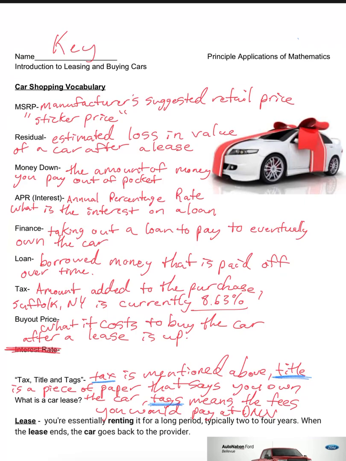And then the buyout price is what it costs to buy the car after a lease is up. So let's say that you lease a car for 3 years, and then after you want to buy it to own it, because leasing is really like renting. That's going to be a pre-negotiated cost before you even do the lease. So they already pre-negotiate that for after your time is up with the lease.